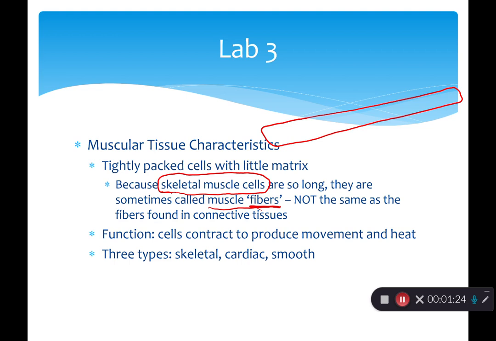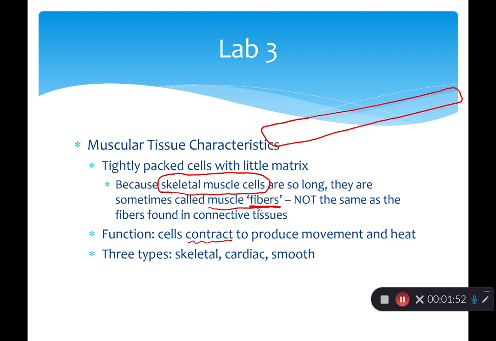Now, the function of muscle tissue, these cells are specialized to contract, and that contraction produces movement. And that movement, as a result, produces heat. So the cells are specialized, they contract, and that contraction produces movement, whether it's movement under your conscious control or not. And then as a byproduct, produces heat.